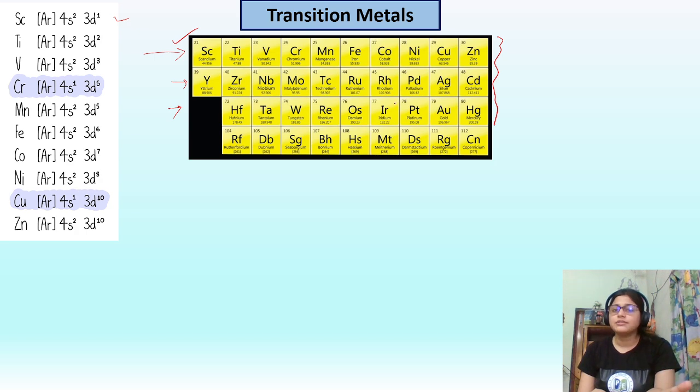Why are we needing this? Because in the questions, these metals are also given. So you have to have the idea about their valence shell electrons. How many electrons in their valence shell? Okay.